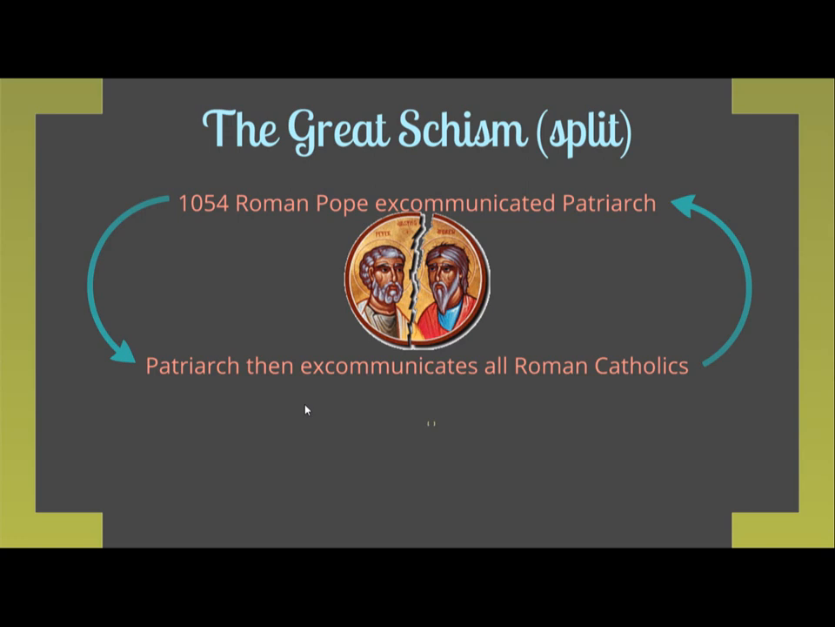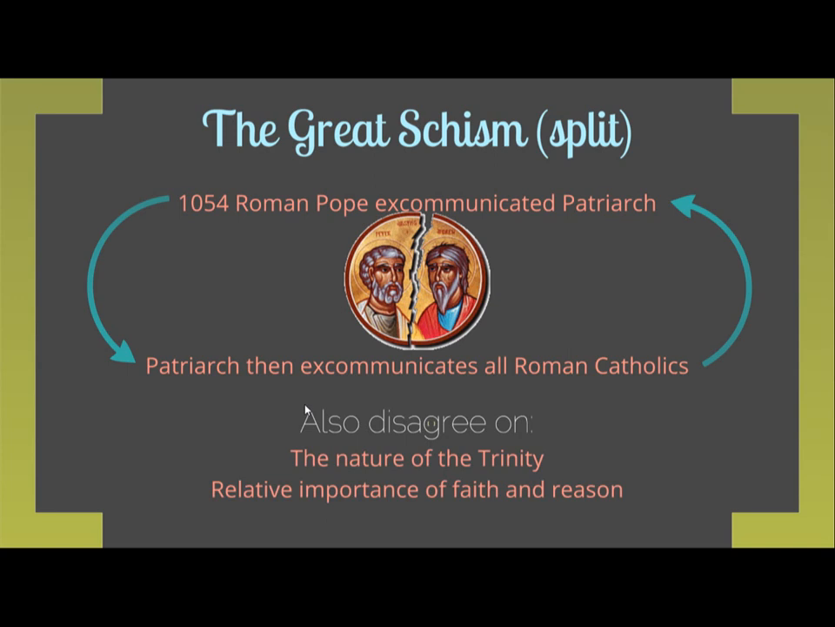So here's what happens. In 1054, the Roman Pope is going to excommunicate the Patriarch, saying, you cannot destroy all of these icons. You don't have the authority. We're not worshiping them. You're wrong. So in turn, the Patriarch, the head of the Eastern Church and government, is going to then excommunicate all Roman Catholics.